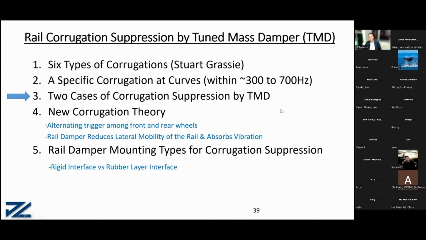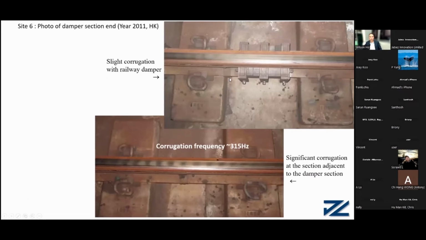Okay, then the last 2 cases, site 6 and site 7, we will further explain the data. This is site 6. Without damper, the corrugation is clear. With damper, the corrugation is almost invisible. That is in year 2011. Nobody was expecting a rail damper could reduce corrugation.